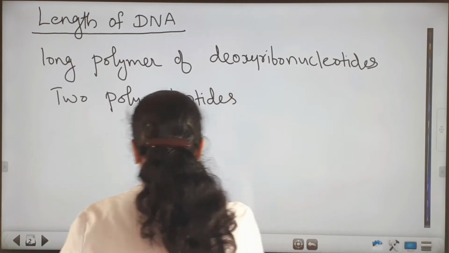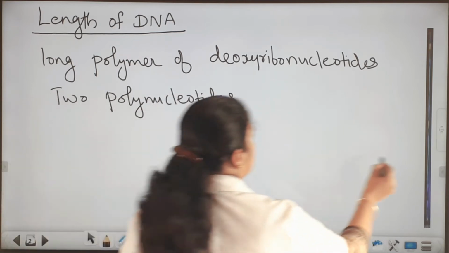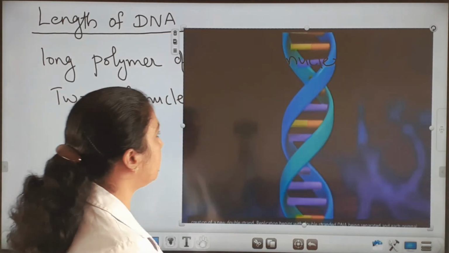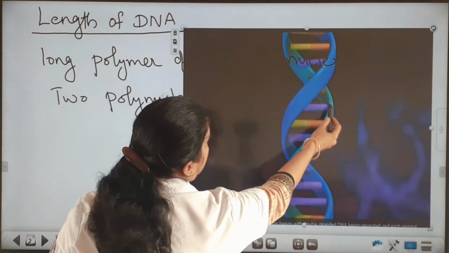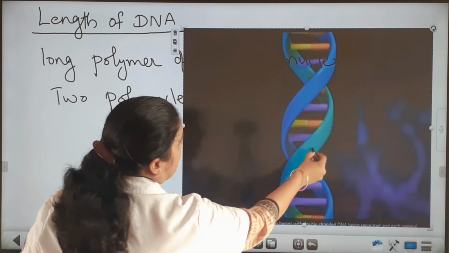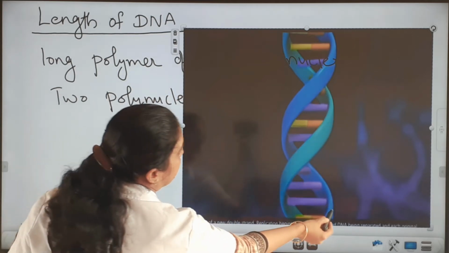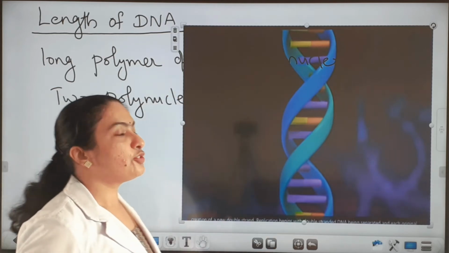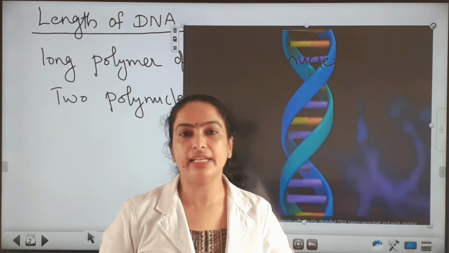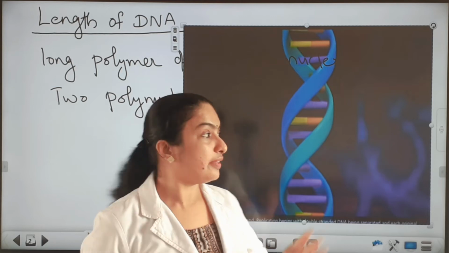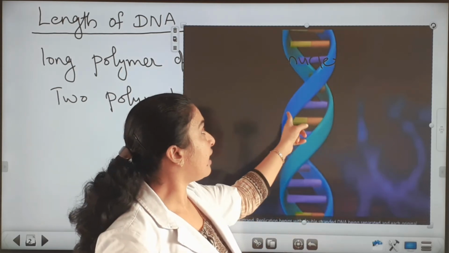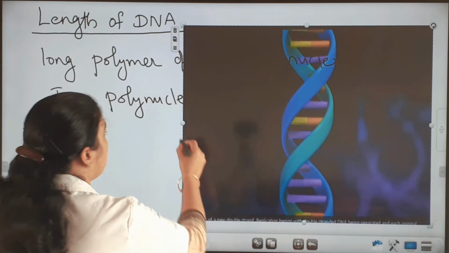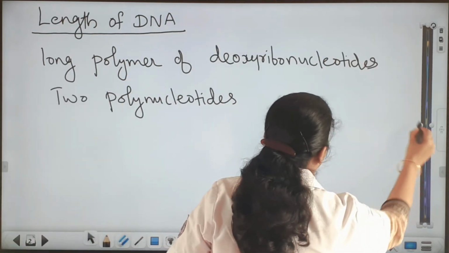I'll show you the structure. So here, this is one polynucleotide and this is another polynucleotide. Such two polynucleotides link together. And these two polynucleotides are complementary to each other. I will teach you later how it becomes complementary.